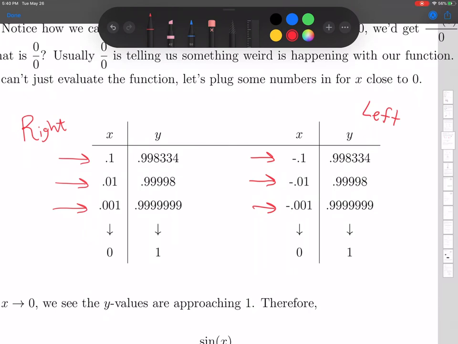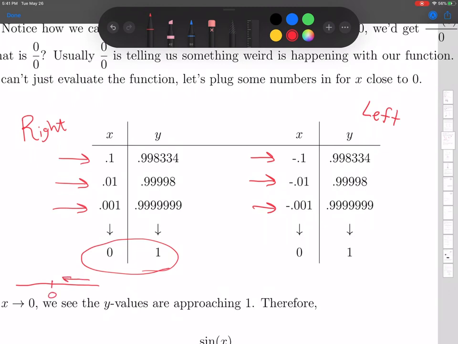You guys probably already can see what's happening here. So as we plug in, let's do the right-hand side first. 0.1, 0.01, 0.001, right? This is getting closer to 0 over here. And if you look at the y values, check out the y values. Y values look like they're getting closer to 1. So from the right-hand side, it looks like as I approach 0, let me go ahead and draw a number line here.